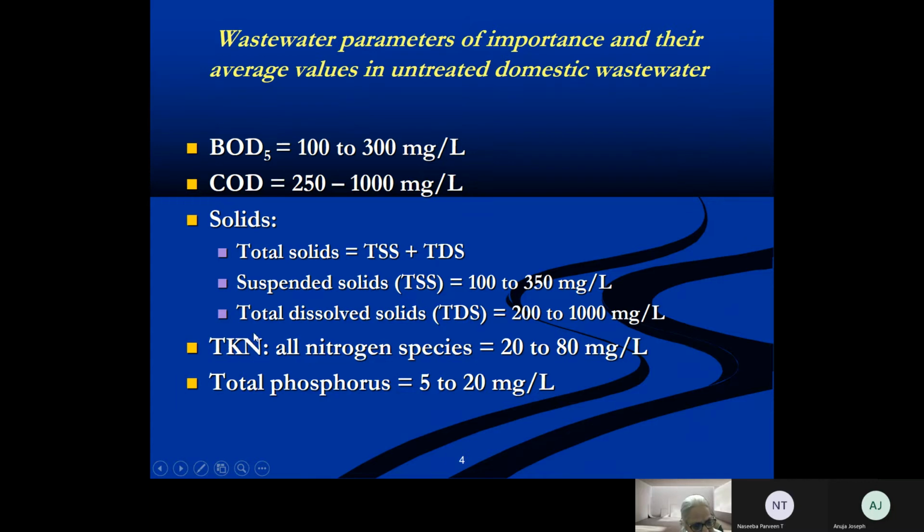And then we have nitrogen. Remember what I said about the important nutrients. So we have nitrogen and phosphorus, which are the most important nutrients. TKN stands for total Kjeldahl nitrogen. So that includes, I've written all nitrogen species, but it includes organic nitrogen and ammonia, not nitrate and nitrite. So that is 20 to 80 milligrams per liter, and total phosphorus is 5 to 20 milligrams per liter.